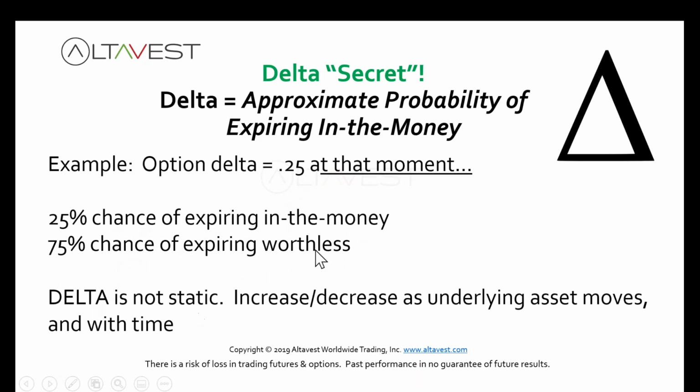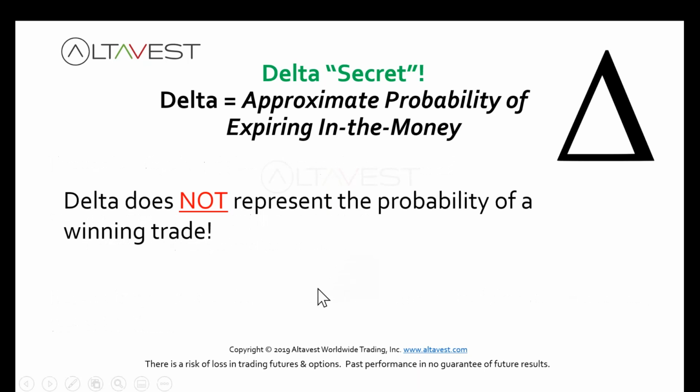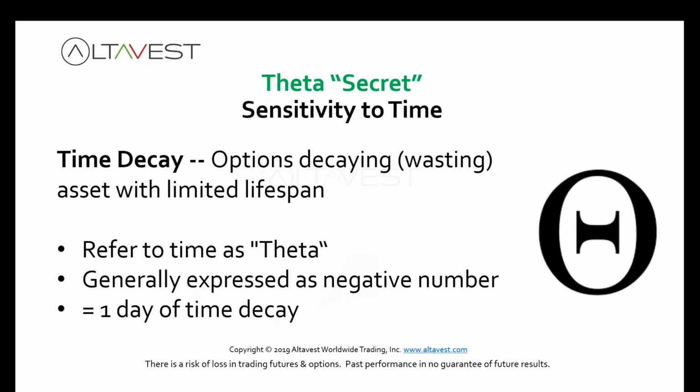Okay, so delta is always moving with price and time, and it is not the probability of a winning trade. So keep that in mind. Then now there's theta. Options are a wasting asset, meaning they have a limited lifespan. So if we refer to time in options parlance, we call it theta. It's a negative number equaling 1 day of time decay.